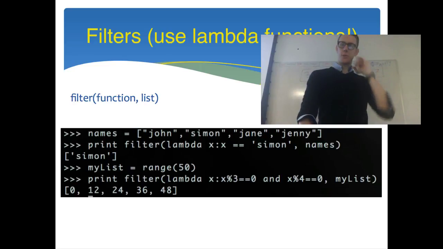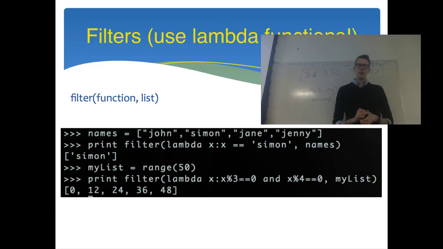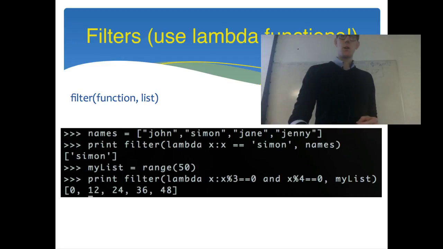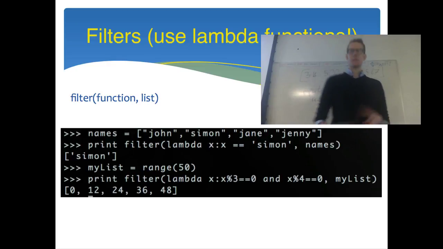So if I have a range between 0 and 50, I can filter that list using a lambda function which includes all of the x values where x modulo 3 is equivalent to 0 and x modulo 4 is equivalent to 0. Remember, the AND function will return true if both sides of the statement are true. We have the OR function which will return true if one side is true or the other one. So this will only include the values where x modulo 3 is equivalent to 0 and x modulo 4 is equivalent to 0. So if we look at what's returned, it's the sort of intersection of the 3 multiplication table and the 4 multiplication table.